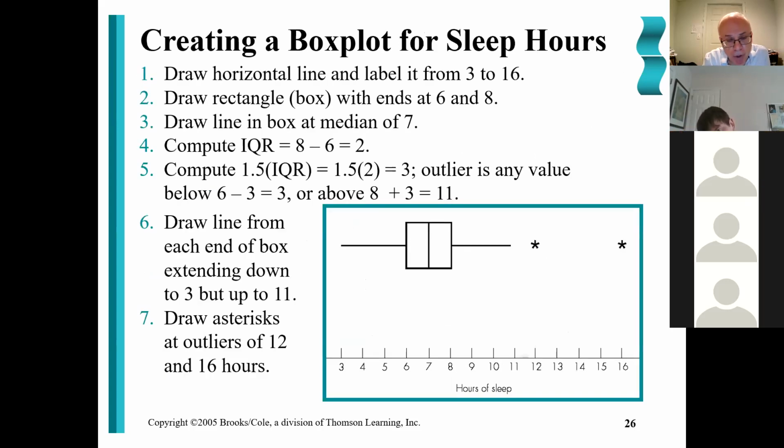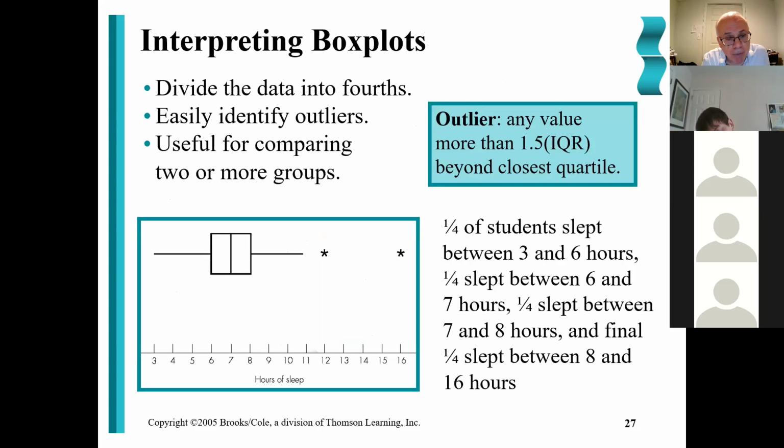Okay, but you could also see it with a box plot if you wanted to look at that. All right. You could also make the following statements. You could say a quarter of the students slept between 3 and 6 hours. A quarter of the students slept between 6 and 7 hours. A quarter of the students slept between 7 and 8 hours. And a quarter of the students slept between 8 and 16 hours. You could also say half the students slept between 3 and 7 hours.